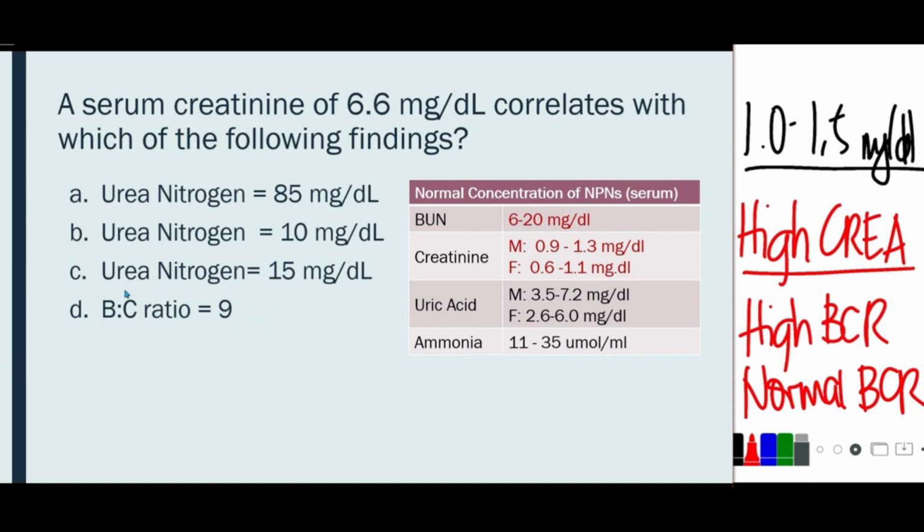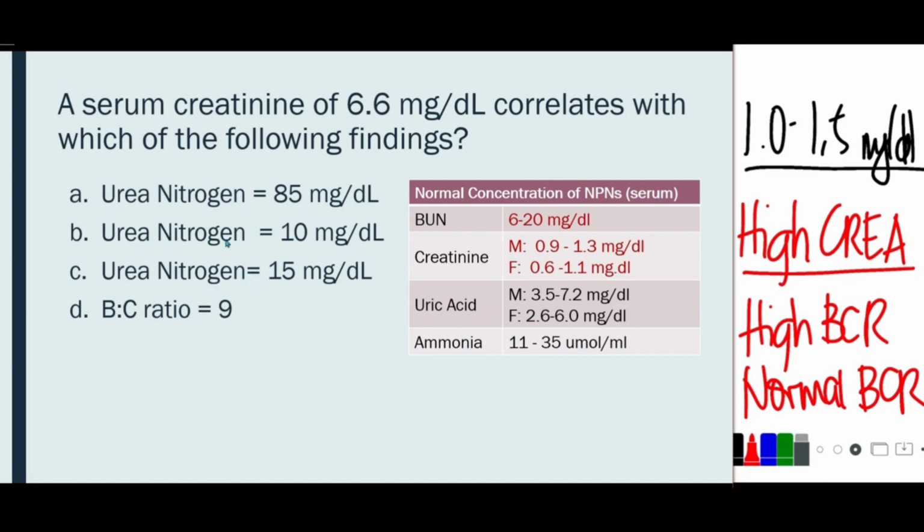Next, what about choice C? Urea nitrogen is equivalent to 15 milligrams per dL. So 15 milligrams per dL of urea nitrogen is within normal since our normal level is 6 to 20 milligrams per dL. That means in letter C, our BUN is normal. Now, normal BUN is not seen in either high BCR or normal BCR. Because, remember, our high BCR should be indicating a high BUN level. And the normal BCR is accompanied by high BUN and high creatinine. So it is not possible for our BUN to be normal. So C is also excluded.